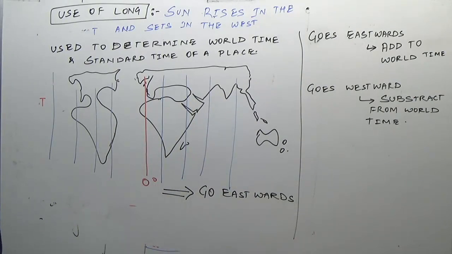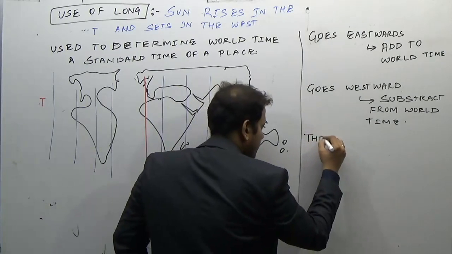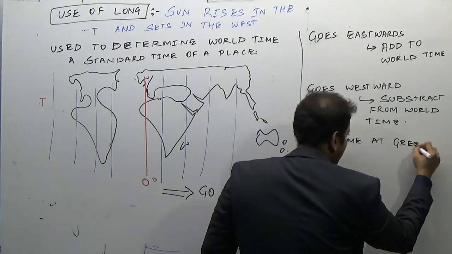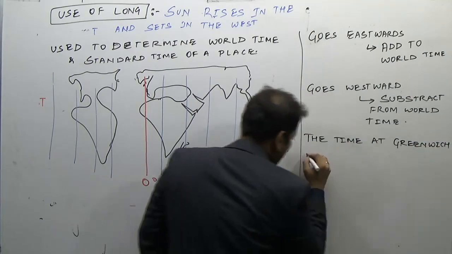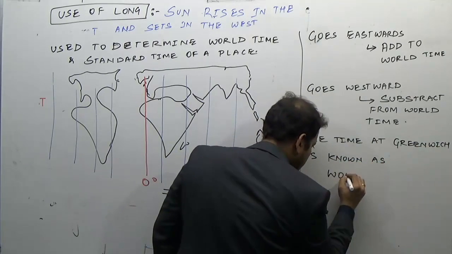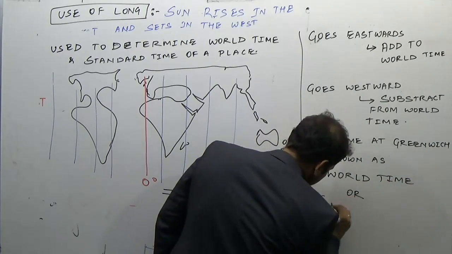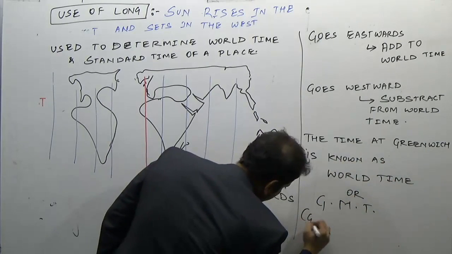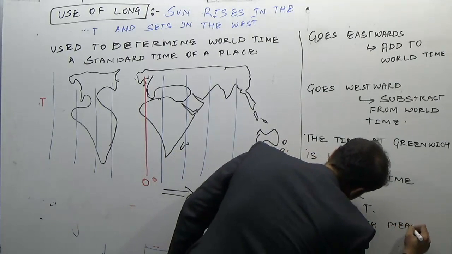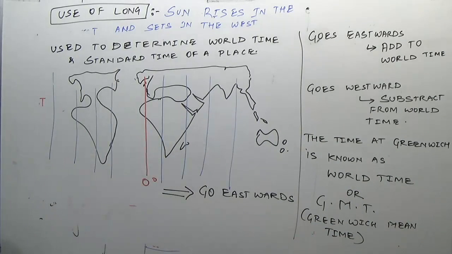What is this now? World time. The time at Greenwich is known as world time or GMT, that is the Greenwich Mean Time. So it is known as Greenwich Mean Time or GMT.